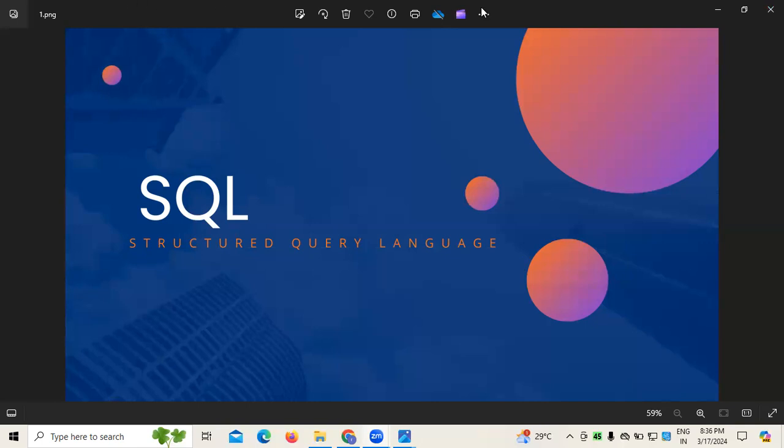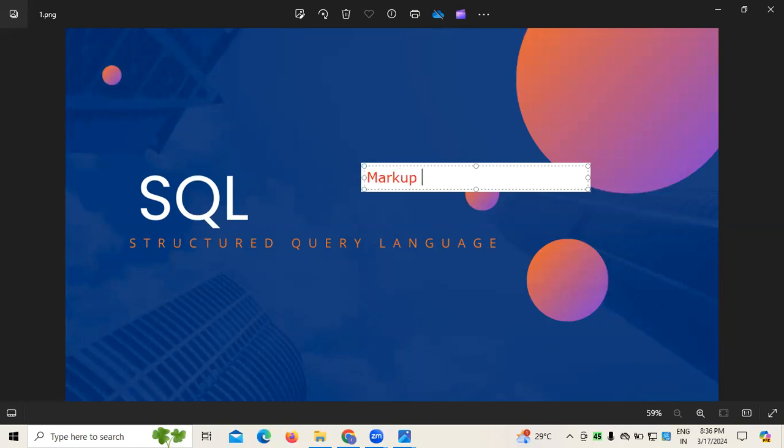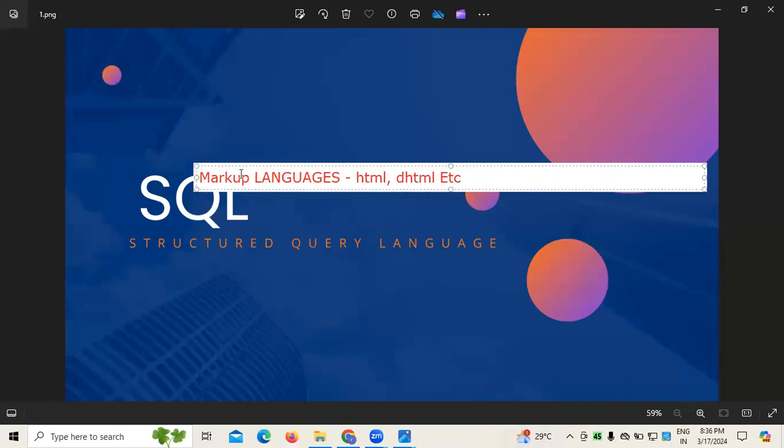Now, let me write down here. Usually when we are working in application development, there are some languages which we call markup languages. Markup languages are things like HTML and DHTML. Markup languages are used to create user interfaces. For example, if you want to create login pages or something of that sort, generally these are the ones which we normally use.